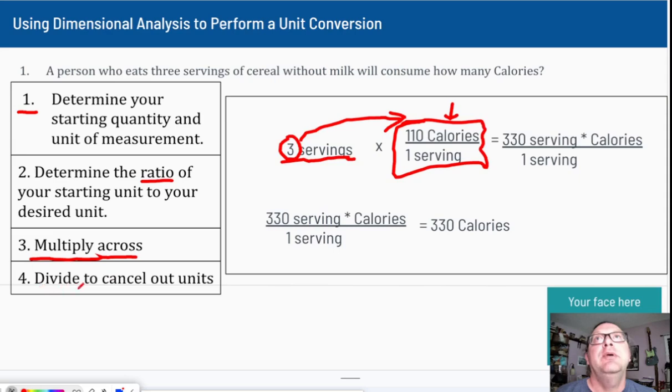And my last step cancels out the units. So if I divide servings by servings, it cancels. And if I divide 330 by the number 1, I'm left with 330 calories.